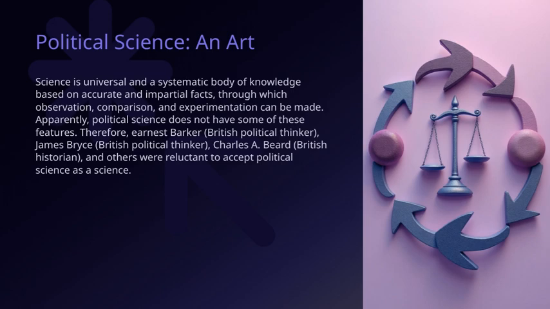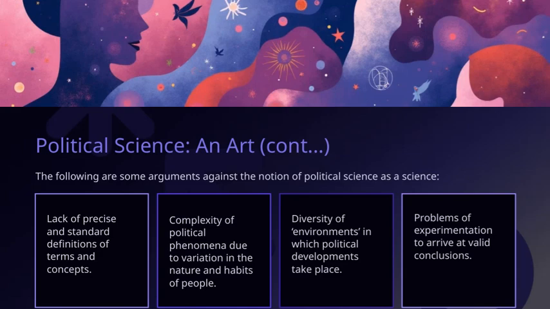This distinction highlights an important theme in our discussion. While political science shares some scientific traits, it also incorporates elements that make it unique, elements that lean more toward art than strict science. Now, let's consider some of the key challenges we face when trying to experiment in political science to reach valid conclusions. One major issue is the incredible diversity of environments in which political developments occur. Different societies, cultures, and historical contexts all influence political outcomes, making it difficult to generalize findings.